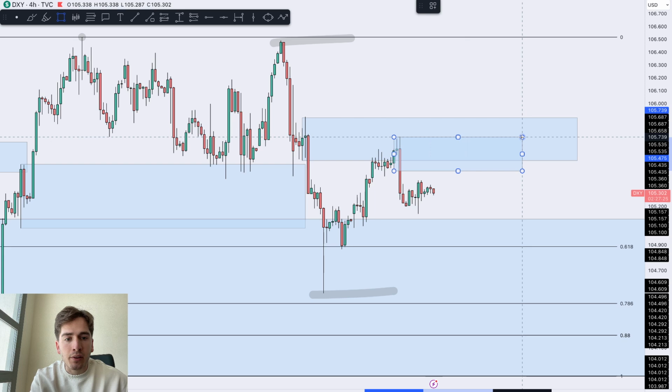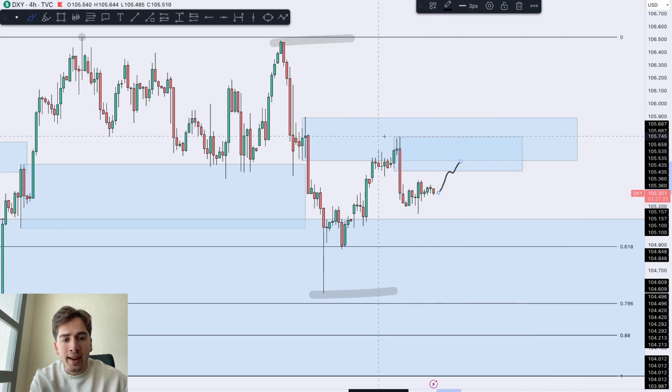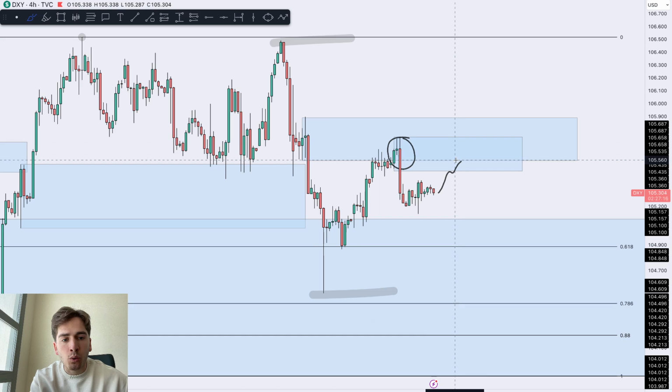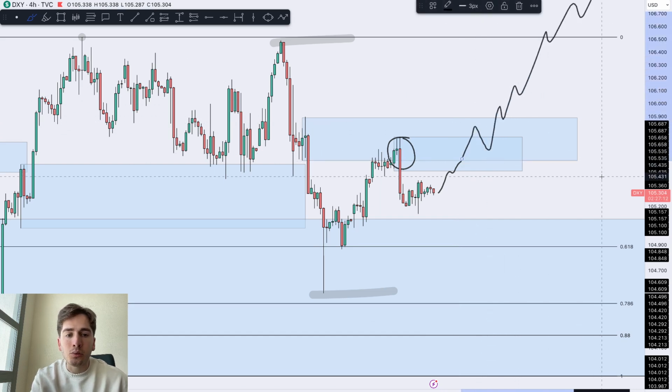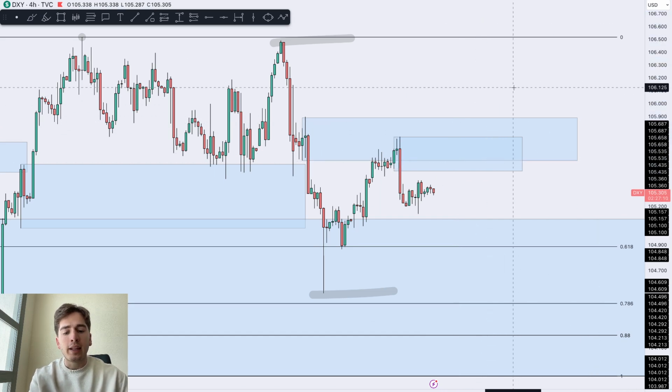Over here we have an area of supply. So what I'm looking at is to see, okay, are we going to pull back in towards that supply? How are we going to react? Are we going to react bearish? Then we look for shorts. If we just break that area of supply, then I do think that we're going to create that new daily higher high. So that's it for the dollar index.